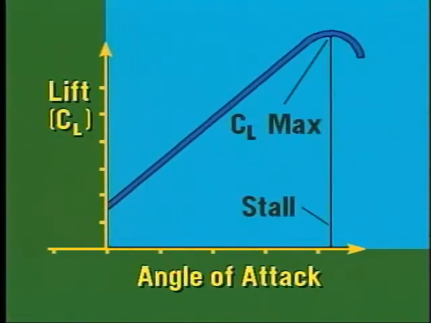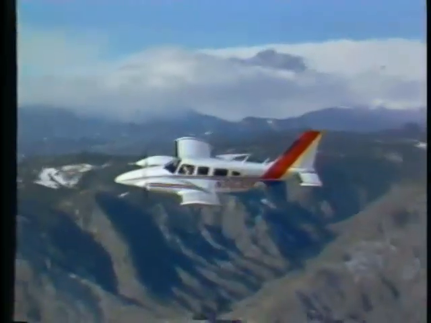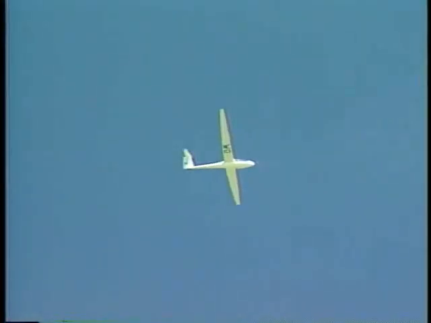Each airplane has an angle of attack where maximum lift occurs. This point is known as CL max. Beyond this point, the airflow begins to separate from the wing surface, becoming so turbulent that the airfoil can no longer create lift. At this point, the wing is in a stalled condition. The amount of lift that a wing can produce depends on several factors.